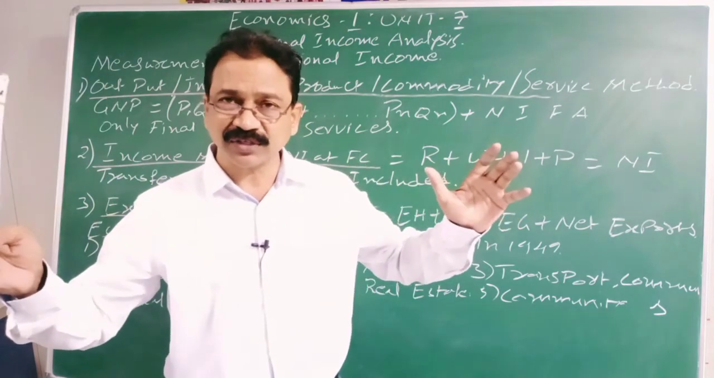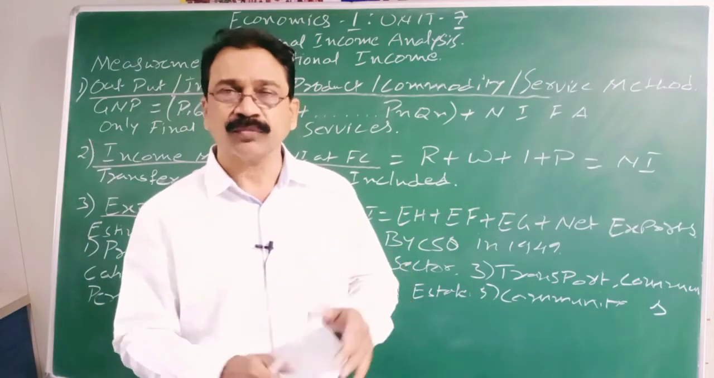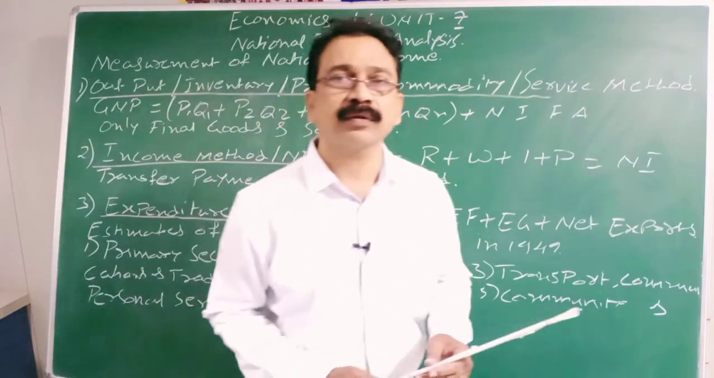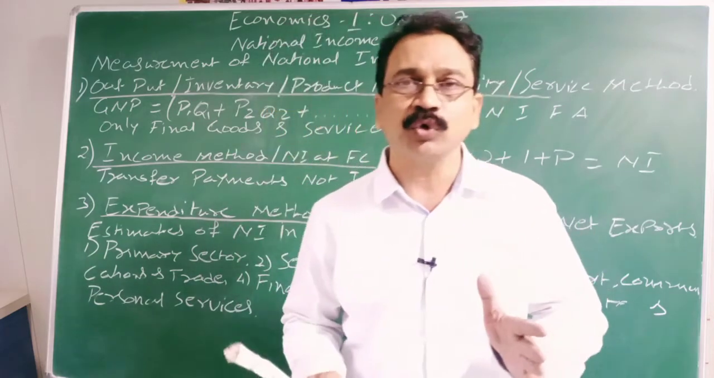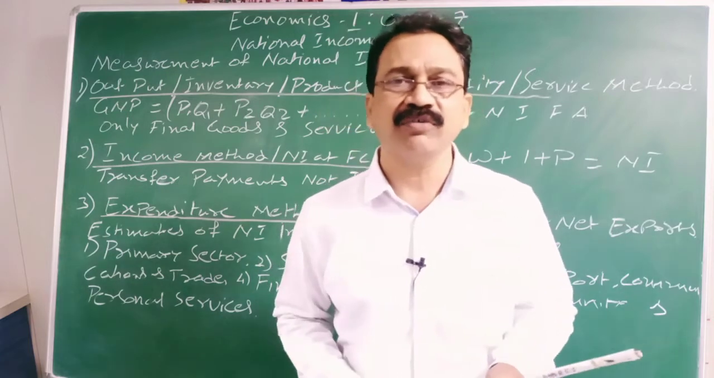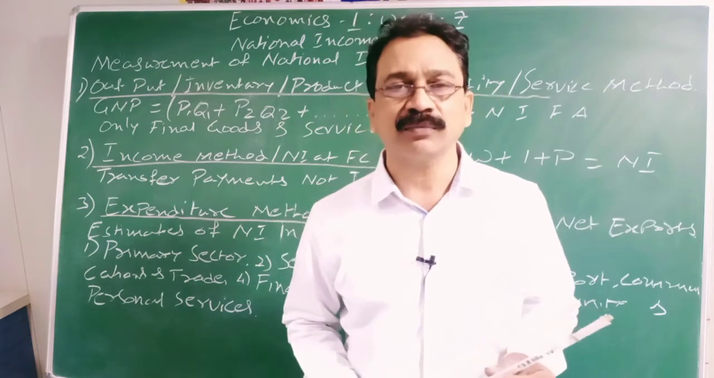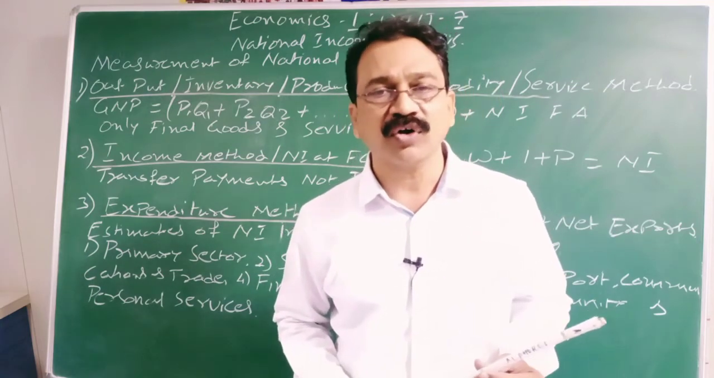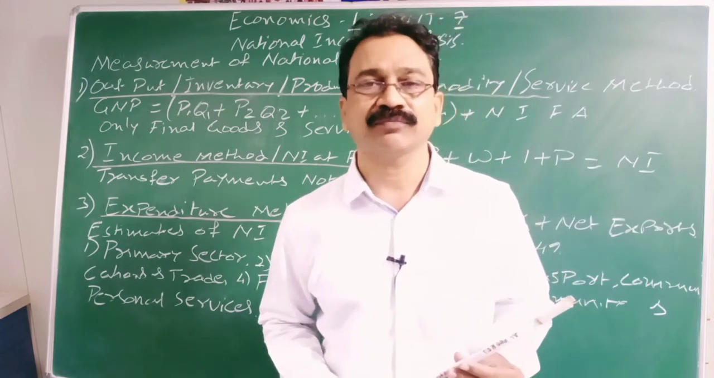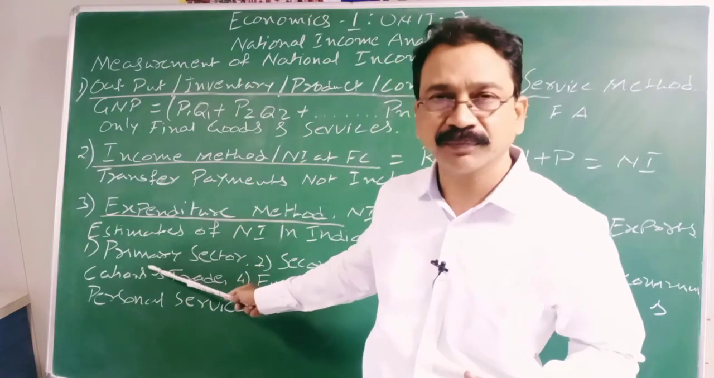Those 13 segments are again put back into 5 groups. We will see under which group what we study, under which group what different segments come. Under primary sector we will study agriculture, logging, forestry, fishing, mining and quarrying. Here you need to understand all these things come under primary sector.